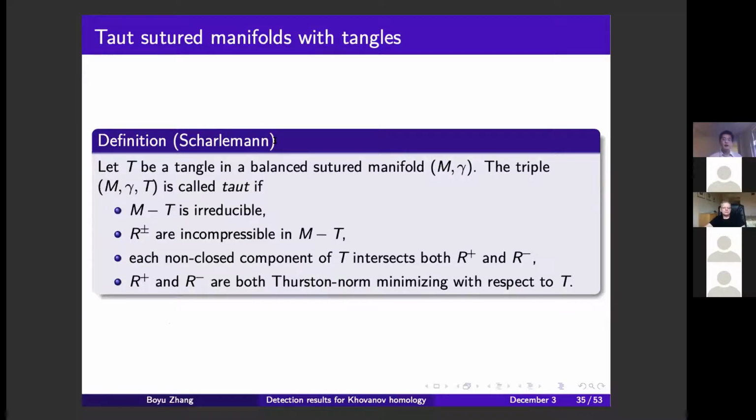So Scharlemann generalized the concept of taut sutured manifolds of Gabai and defined a sutured manifold with tangle to be taut if the complement of the tangle is irreducible and R plus and R minus are incompressible in the complement of the tangle. And also there's no closed component in R plus and R minus, but more importantly, if R plus and R minus both minimize the generalized Thurston norms with respect to the tangle T.